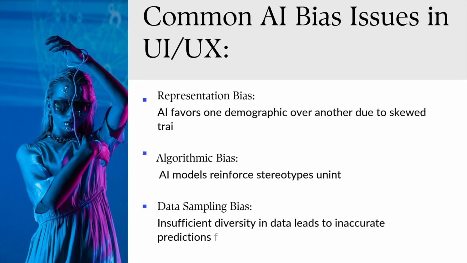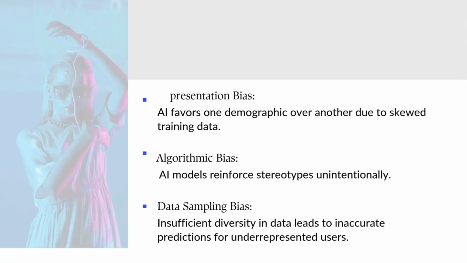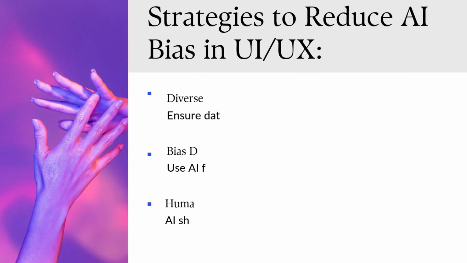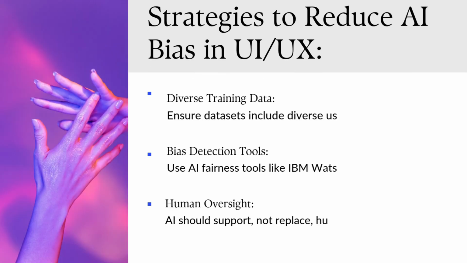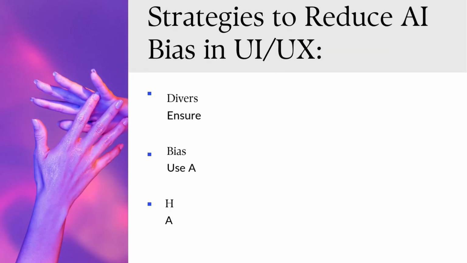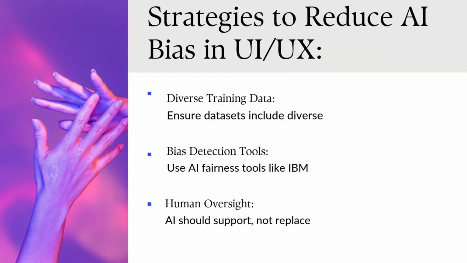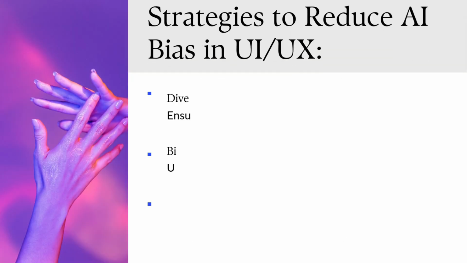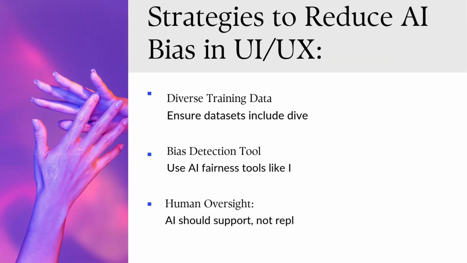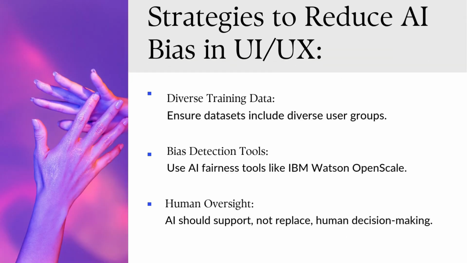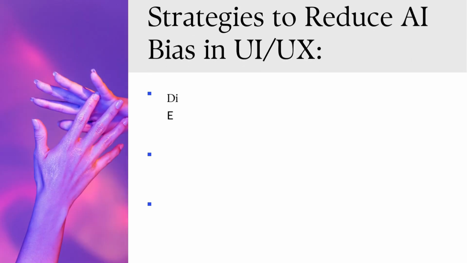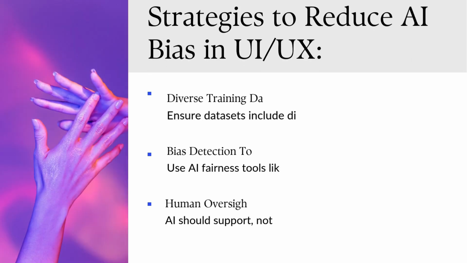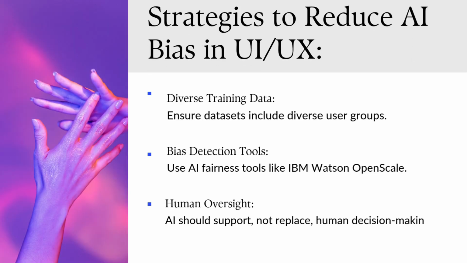And that's beautiful, guys. So guys, let's move ahead to talk about some of the strategies to reduce AI bias in UI and UX. First on our list, we have what we call the diverse training data. This ensures that data sets include diverse user groups.